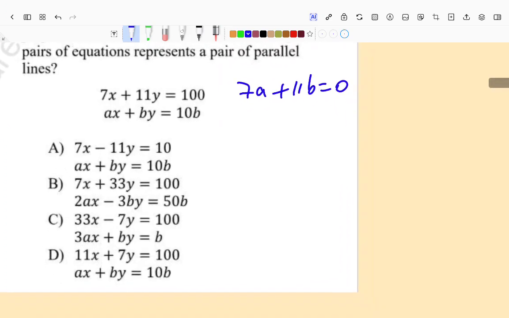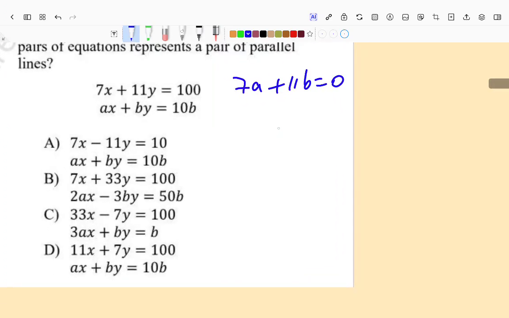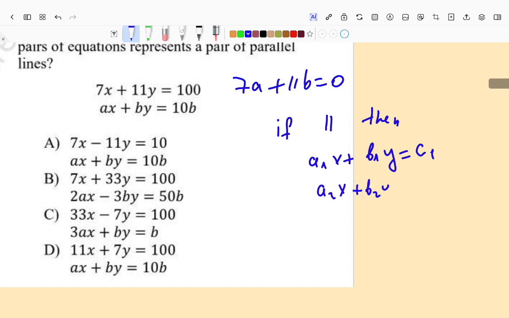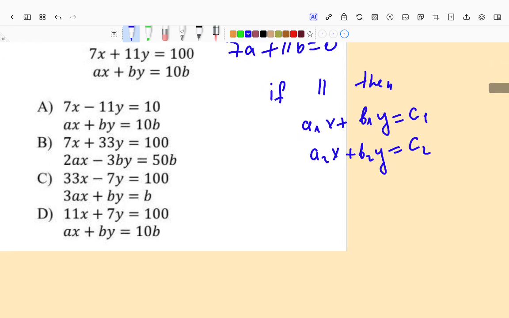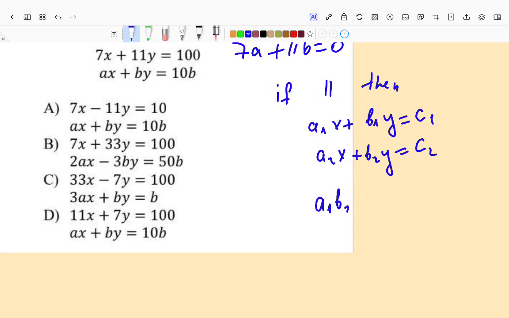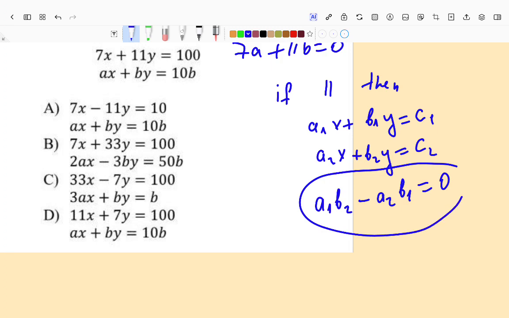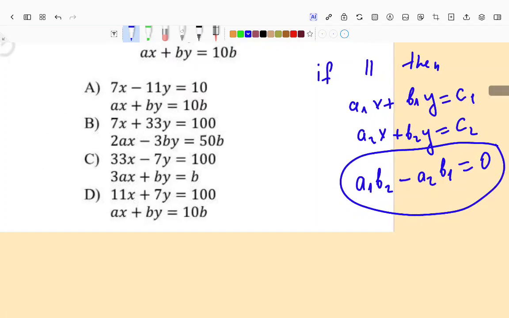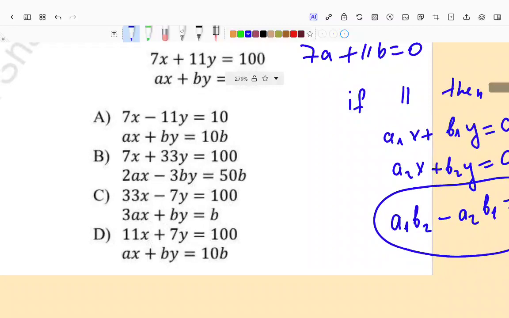Okay, and the new rule is, if two lines are parallel, then for the given line equations in the form a1x plus b1y equals c1 and a2x plus b2y equals c2, a1 b2 minus a2 b1 should be equal to 0. This formula works for parallel lines. Okay, let's check the options.